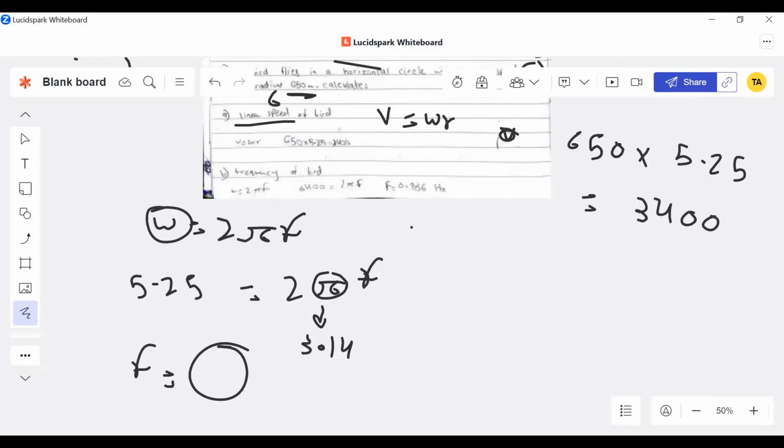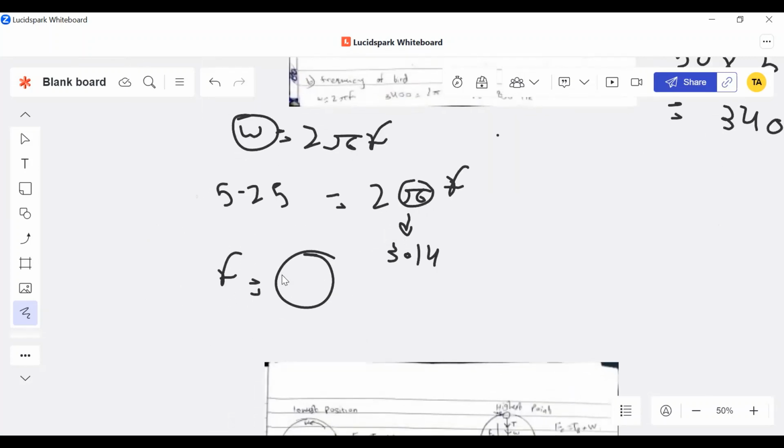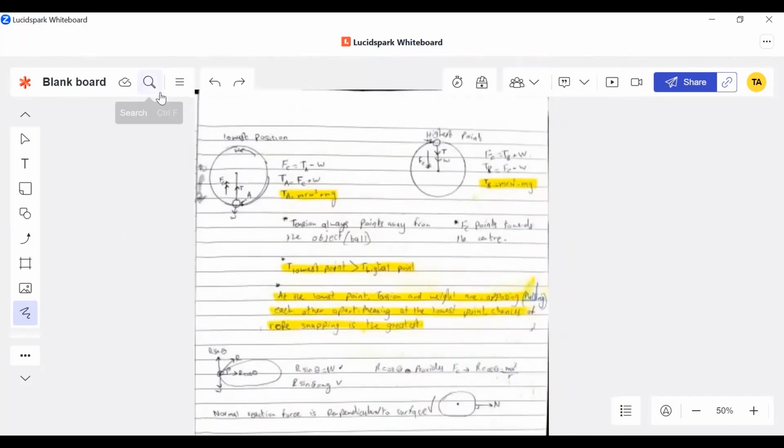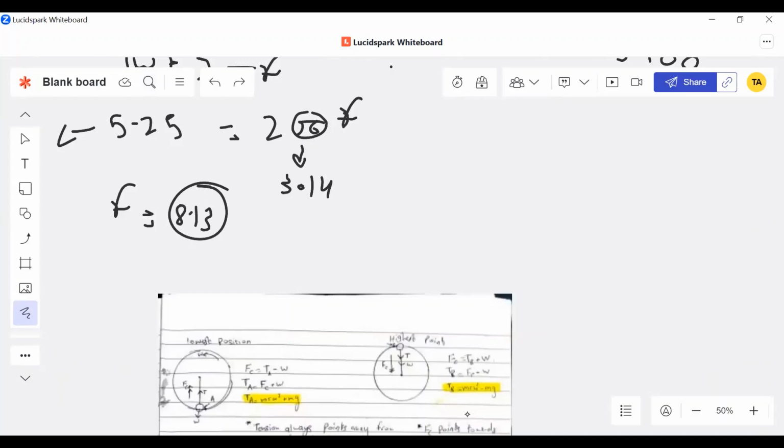Again, as I said, they won't give you these types of calculations. Instead of 5.25, they can give you 5. What you need to know is the value of pi, which is 3.14. So you'll get some frequency, and that's the answer for frequency. Now, moving on. Someone said 8.13. So the frequency is 8.13. Great.